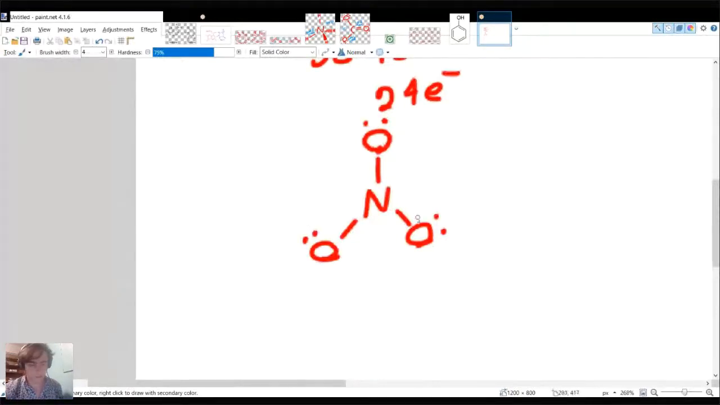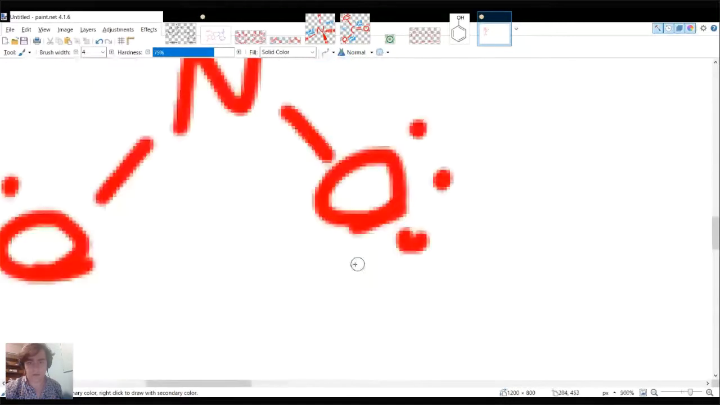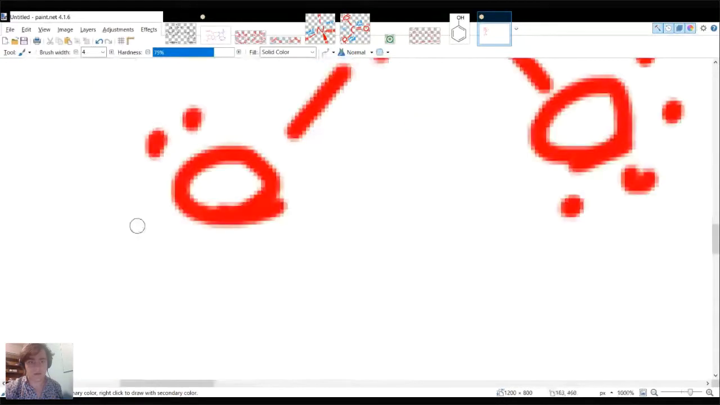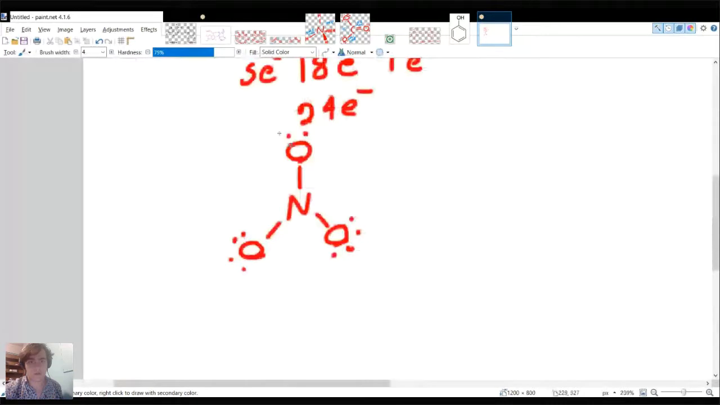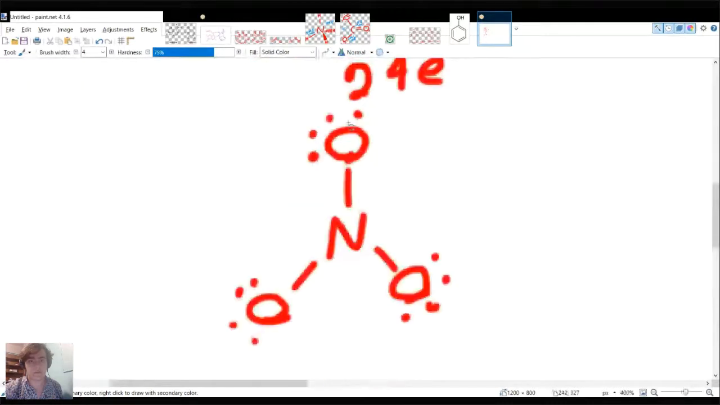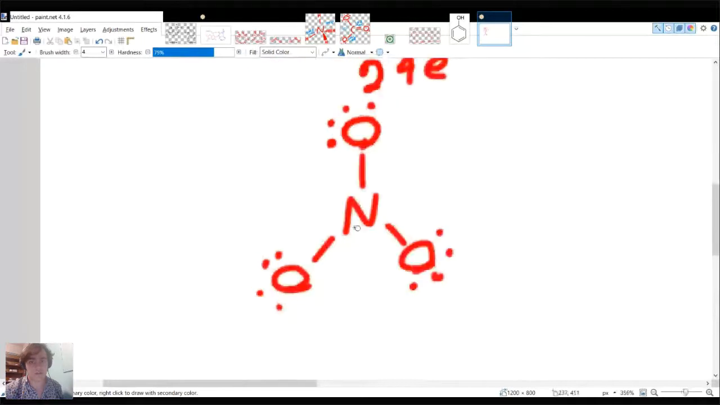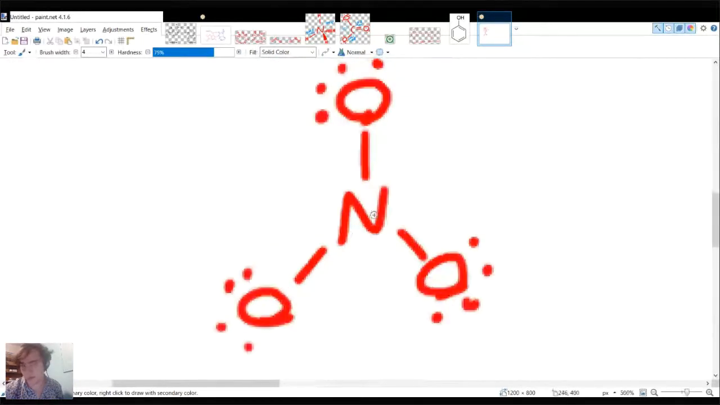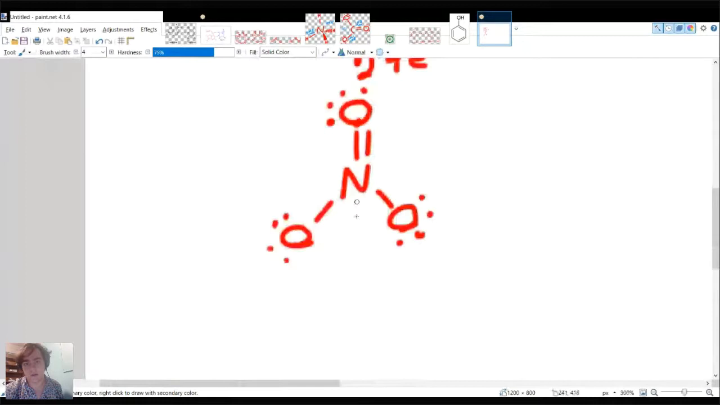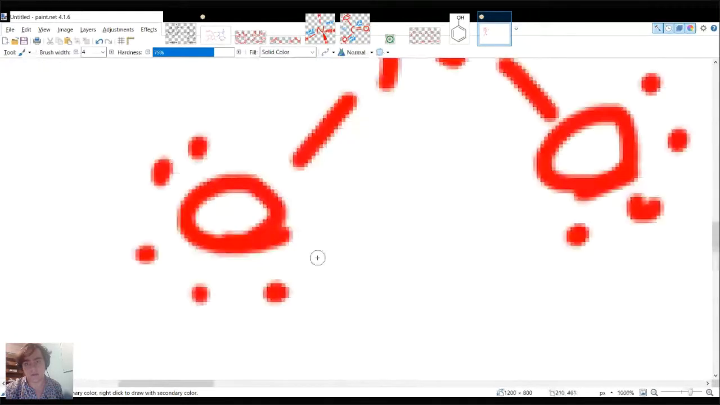So let's try filling up these lone pairs again. So now we've used 2, 4, 6, 8, 10, 12, 14, 16, 18. So we have 6 more valence electrons. But as you can see, nitrogen hasn't filled an octet yet. So we need to double bond to this. And then do that, and do that.